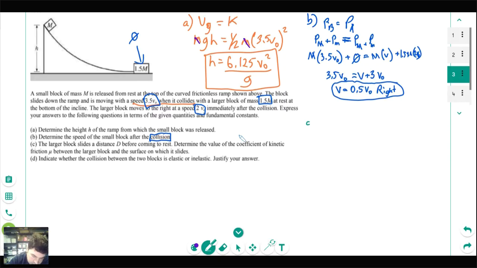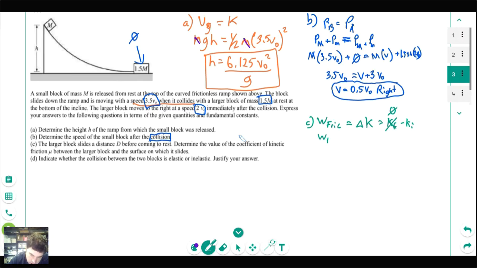Okay, so for part C, I'm going to say the work done by friction took away all the kinetic energy from that big block. That 1.5 m block lost all of its kinetic energy because of friction. Friction took it away. So remember, delta would be the final kinetic energy minus the initial kinetic energy. So it's going to come to a stop. So that makes this part 0, which is really easy here.